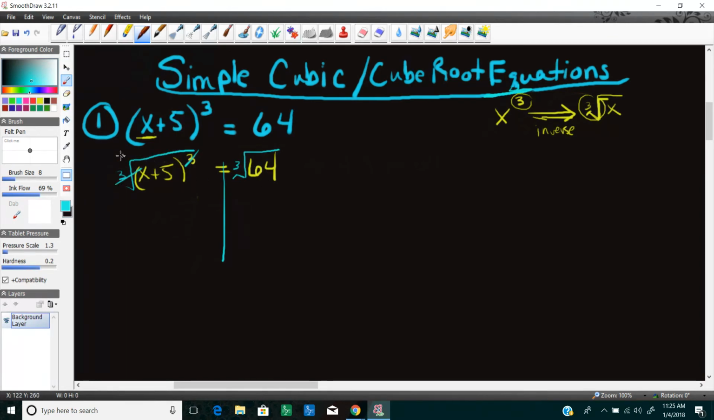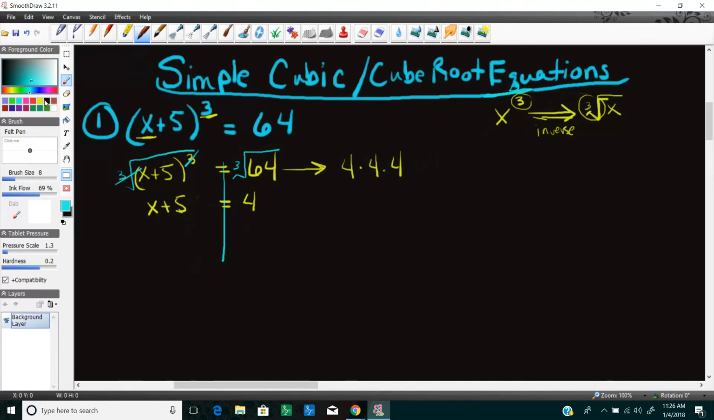That's going to get rid of this over here, so I'm left with x plus 5, what's on the inside, is equal to, and now the cube root of 64 is just 4. That is because 64 is the same as 4 times 4 times 4. Typically, the problems I'm going to give you with cubics are going to have some kind of perfect cube. If they don't, it'll be a decimal, but we'll get to that when we get to it.